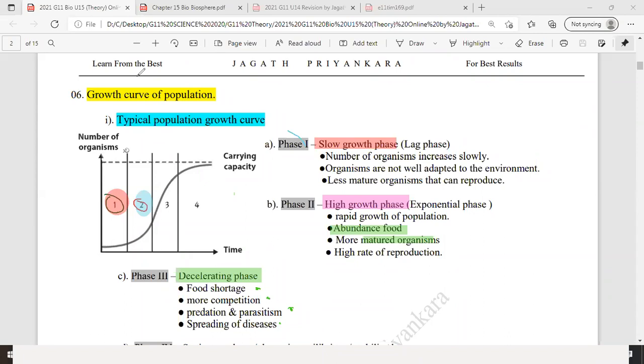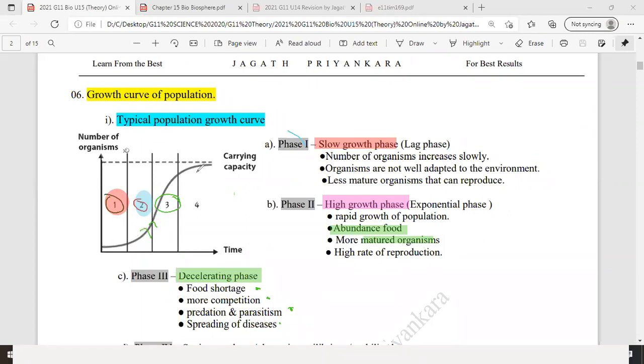Number 3, I told you, decelerate. That is the reason: lack of food and more competition for various needs. Because when demand is more and supply is less, then there will be a crisis. Number 4, what has happened now? This also I explained in number 3. Slow down. Number 2 was a rapid increase: less competition, more organisms, plenty of food, more matured organisms, then they reproduce more.